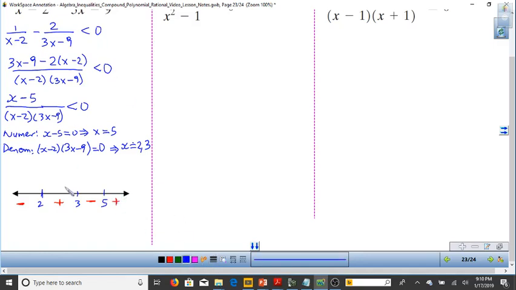And according to this, we want the negative guys, so we're going to shade to the left and shade in between. And we put parentheses because all the markers are, these are strict inequality. So all the markers have parentheses. So my solution then is negative infinity to 2 union 3 to 5.